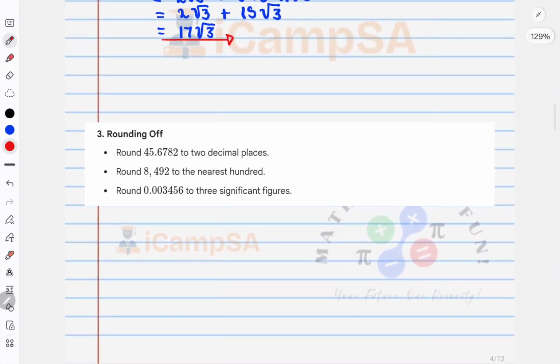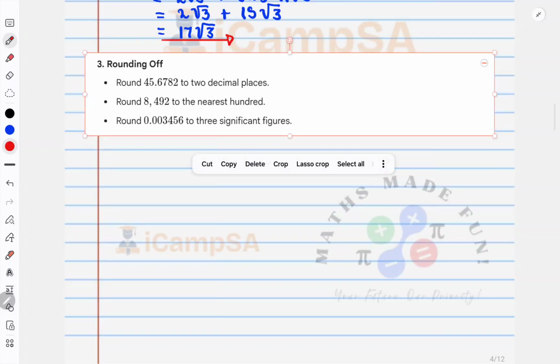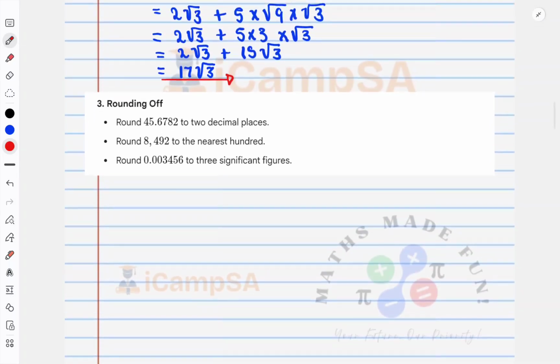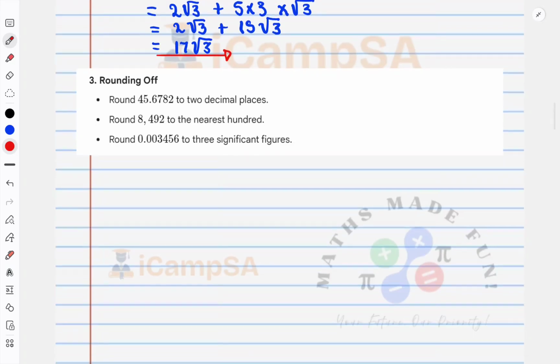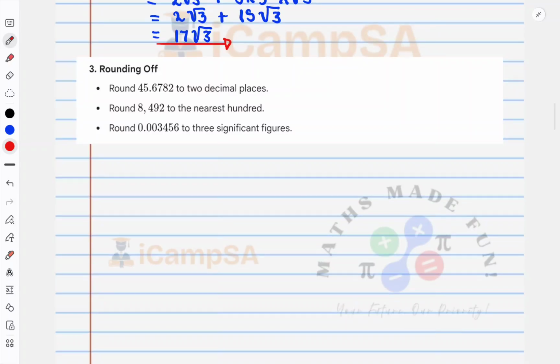Okay. And then next up, we are dealing with rounding off. Remember the two rules of rounding off. When the cutoff number is greater than 4, we round up. If it's less than 4, we round down. Okay, let's go then.